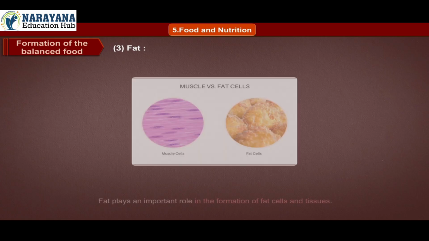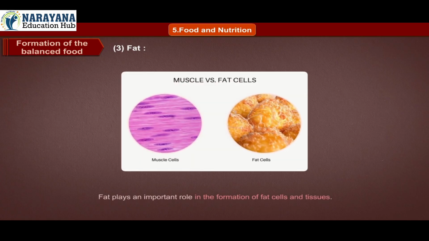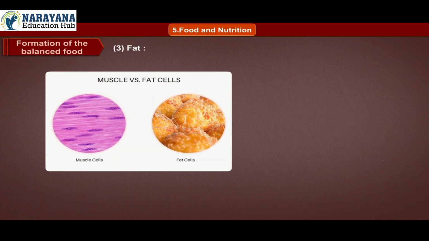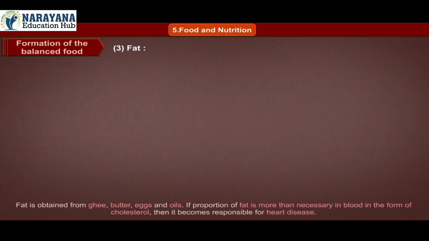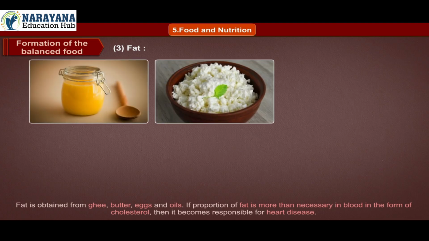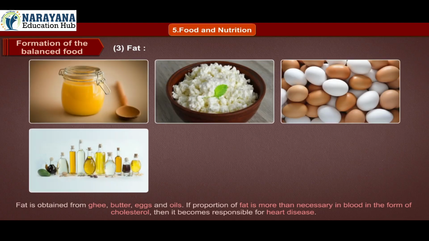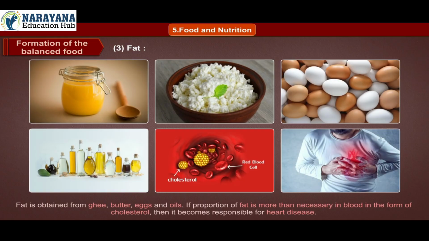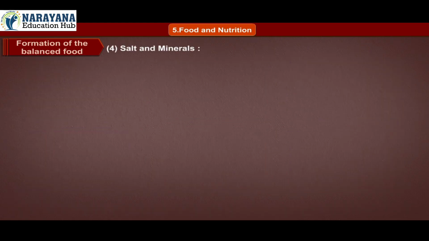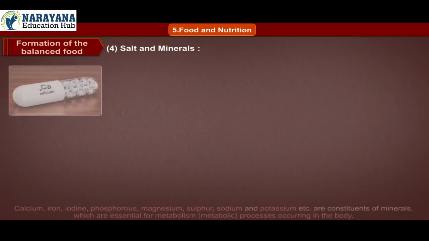3. Fat. Fat plays an important role in the formation of fat cells and tissues. Vitamins A, D, E, and K are soluble in fat. Hence, for absorption of these vitamins, fat is necessary. Fat is obtained from ghee, butter, eggs, and oils. If proportion of fat is more than necessary in blood in the form of cholesterol, then it becomes responsible for heart disease.